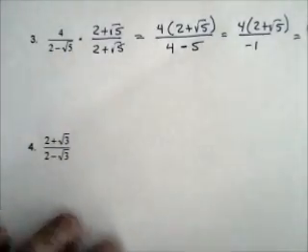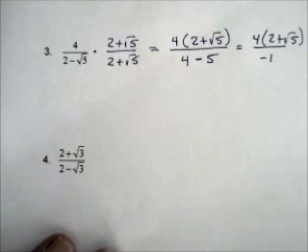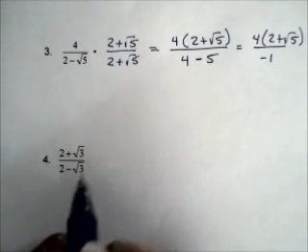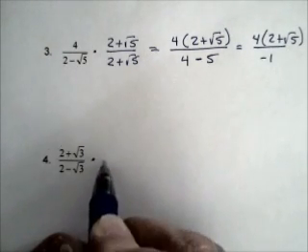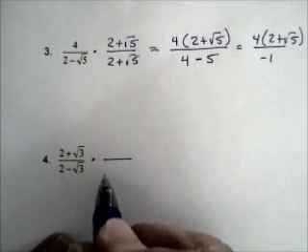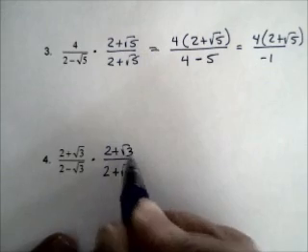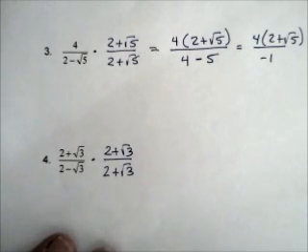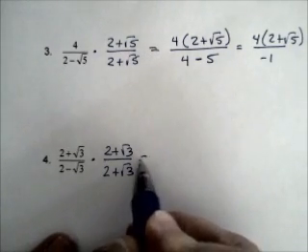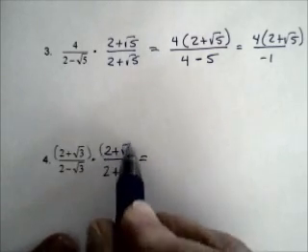And number 4, again, we need to rationalize the denominator. The conjugate of 2 minus the square root of 3 is 2 plus the square root of 3. So we're multiplying by 1 in the form of 2 plus the square root of 3 over 2 plus the square root of 3. We need to FOIL our numerator.